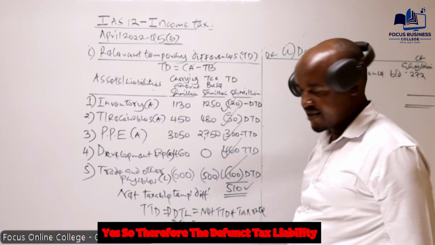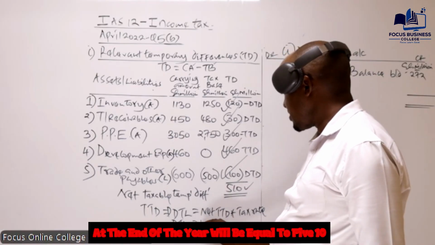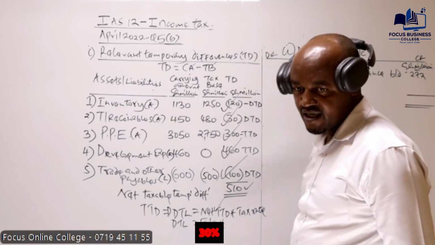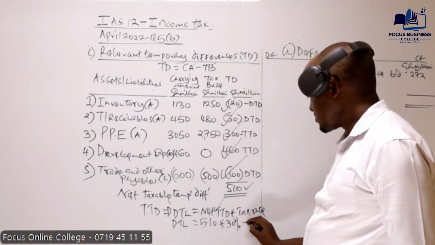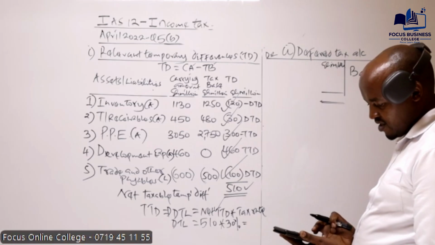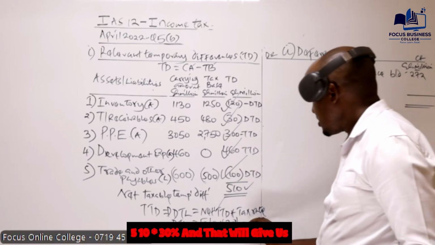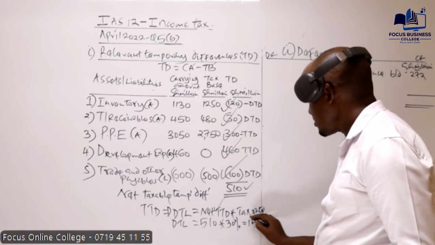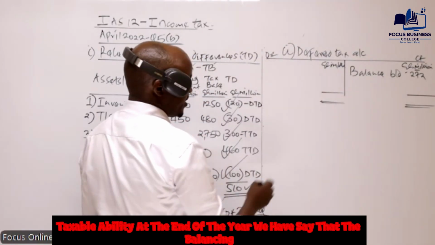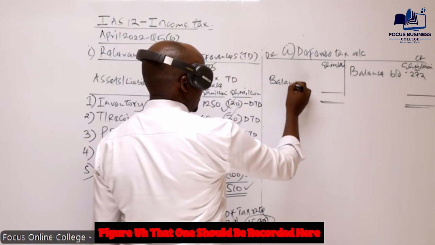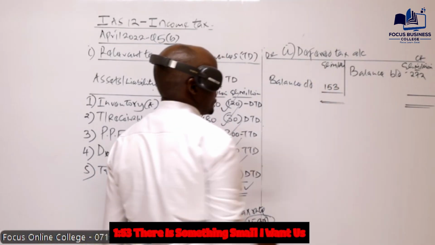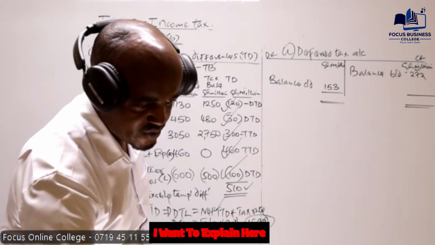Therefore, the deferred tax liability at the end of the year will be equal to 510, which is this one, multiplied by the tax rate in note number 7, 30%. 510 times 30% gives us 153 million. That being the deferred tax liability at the end of the year, the balancing figure should be recorded here, and that is 153.